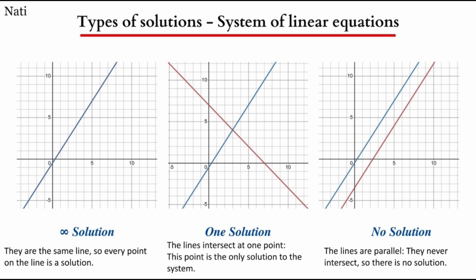If we get two lines in the graph and they cross, that means there is only one solution because the lines intersect at one point. This point is the only solution to the system. But if we have parallel lines, that means no solution, because the lines never intersect, so there are no actual solutions.